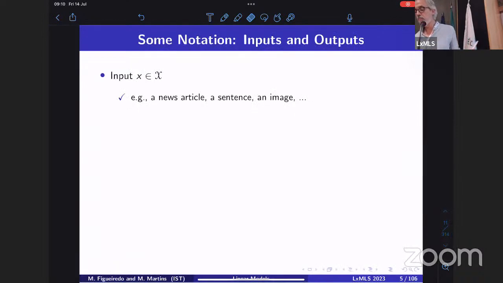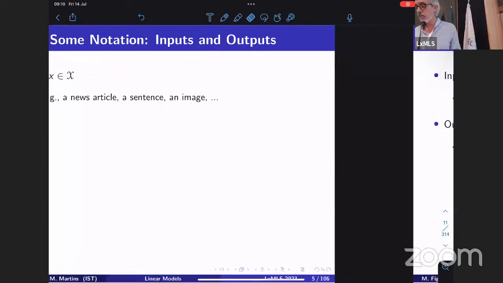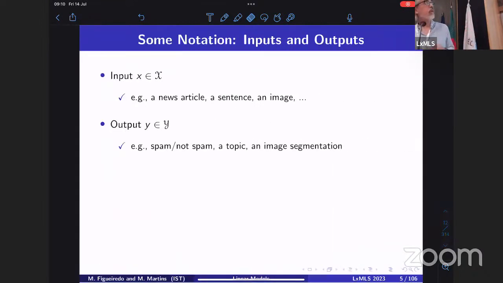So you have an input, it can be many things. For now, it's just an abstract object, say a news article, an image, a sequence, a piece of speech signal that you want to understand, whatever. So it can be anything. So this set capital X will not have any structure. It's just a set, okay? Nothing special about it.